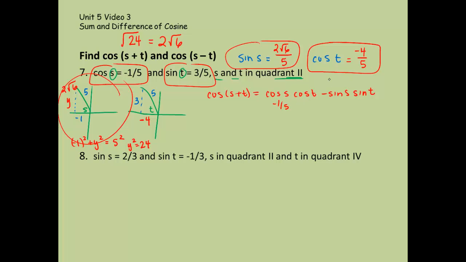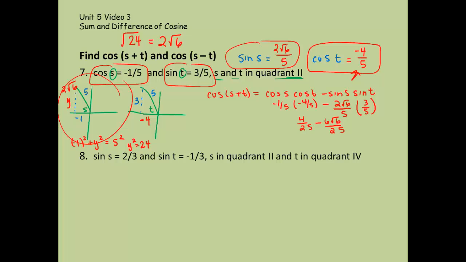Cosine of T we found over on this side to be -4/5, minus the sine of S is 2 root 6 over 5 times the sine of T, which is 3/5. So I'm going to multiply those values together. That gives me +4 over 25 minus 6 root 6 over 25. You're able to combine denominators here, but I will accept this answer.